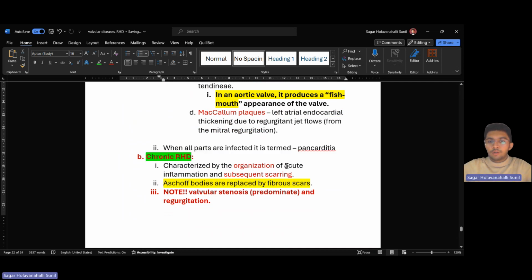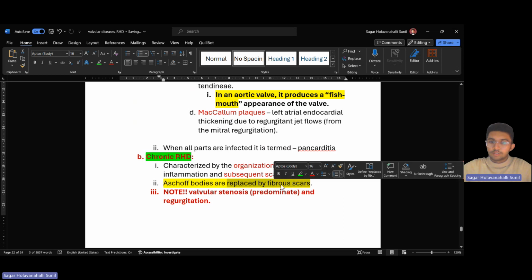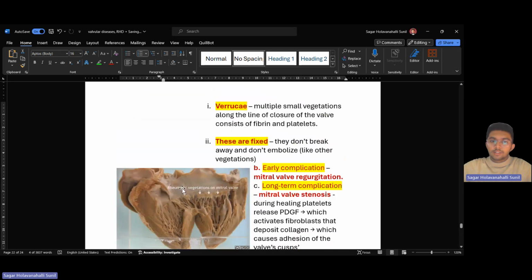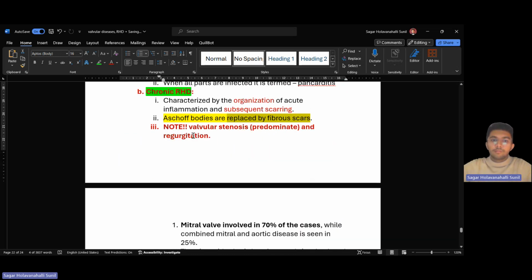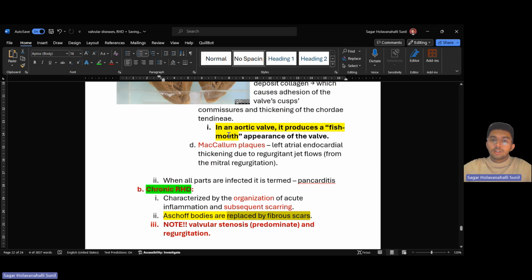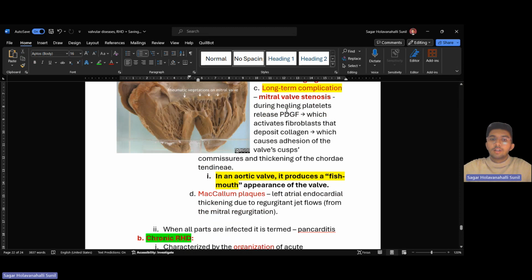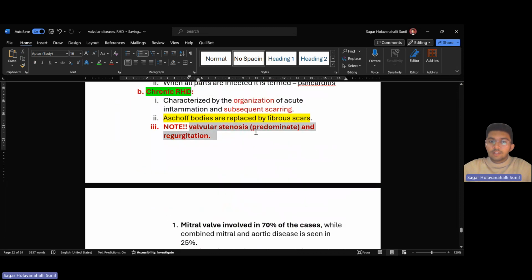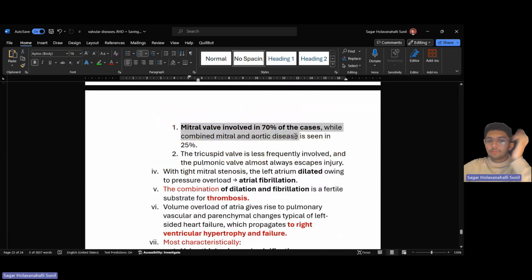whatever happens in acute inflammation happens, and then there will be scarring of those. So the Aschoff bodies that we found in acute will get replaced by fibrous scars. And even these vegetations can get replaced by fibrous scarring. Remember I told you that valvular stenosis is a long-term complication. By long-term, I mean chronic. So we mainly find valvular stenosis rather than regurgitation, which was the early complication. The mitral valve is the most commonly involved.